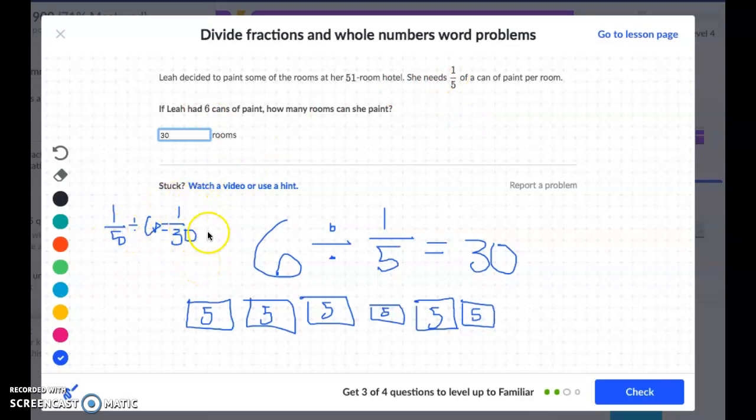So that should give you a good idea of, ooh, that just does not make sense. So I must have flipped my numbers. Okay, so here is our incorrect answer. But make sure we use our number sense to make sure our answers are making sense.